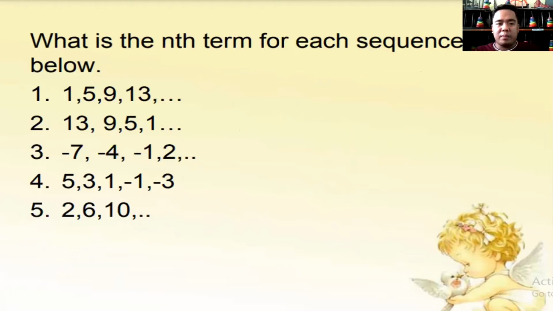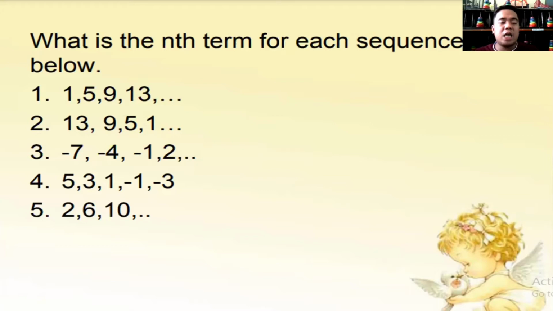Another problem: what is the nth term for each sequence below? We are given sequences of numbers. So let's take an assumption and check if the terms form an arithmetic sequence. So let's look. First, what is the common difference? It is 4.